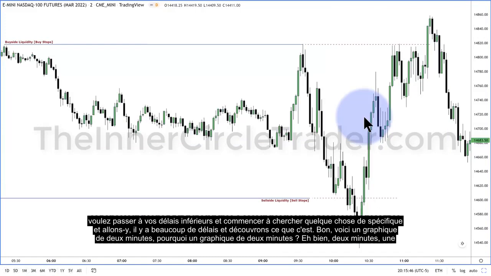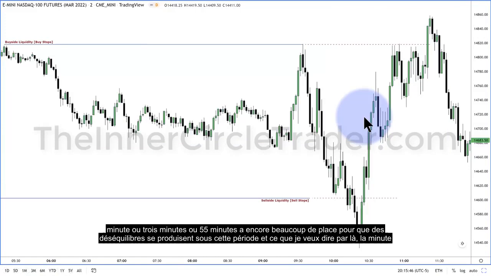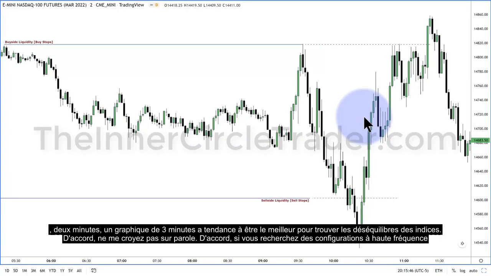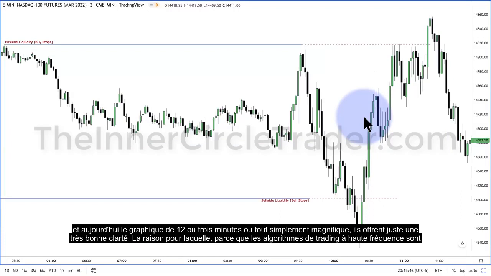Okay, here's a 2-minute chart. Why a 2-minute chart? Well, 2 minute, 1 minute, or 3 minute, or 5. 5 minutes still has a lot of room for imbalances to occur underneath that time frame. And what do I mean by that? The 1 minute, 2 minute, 3 minute chart tends to be the best for finding the imbalances for indices. Okay, don't take my word for that. If you're looking for high frequency setups intraday, the 1, 2, or 3 minute chart are just beautiful. They just offer a real good clarity.